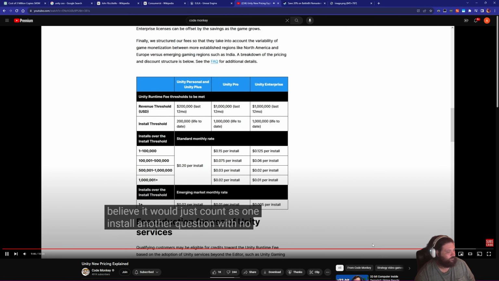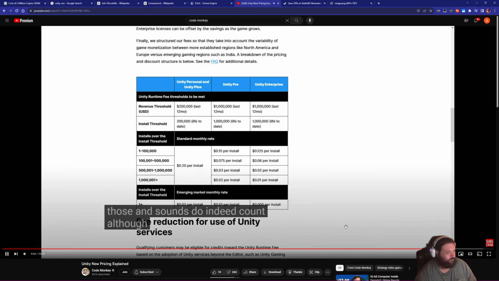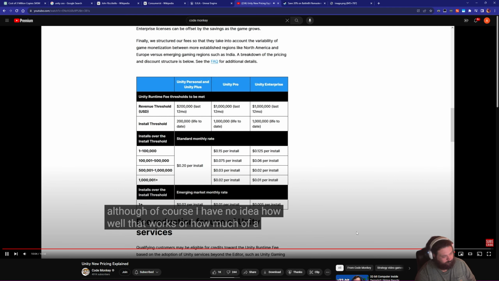Another question with no clear answer is what about piracy? So if someone pirates your game and plays it, does that count? I believe the answer is those installs do indeed count, although supposedly Unity has some fraud prevention algorithm that they're already using in their ads and they will be using the same algorithm here. Although of course, I have no idea how well that works or how much of a problem this will be.